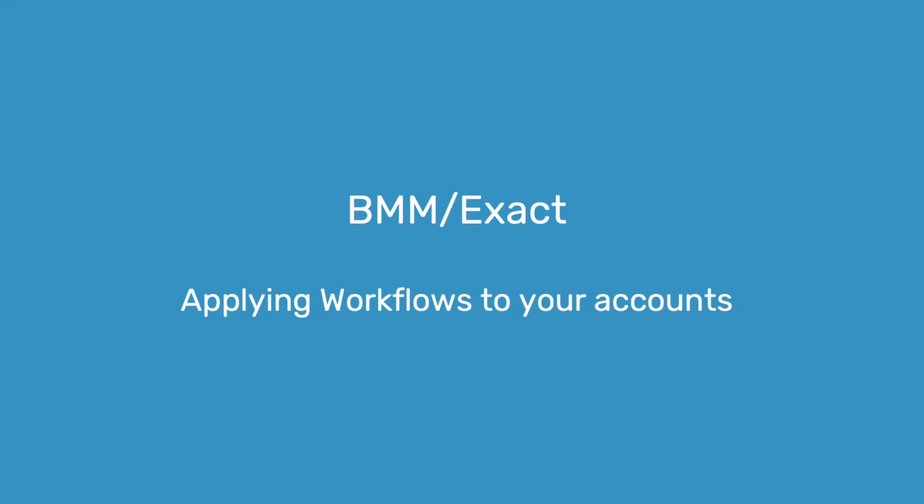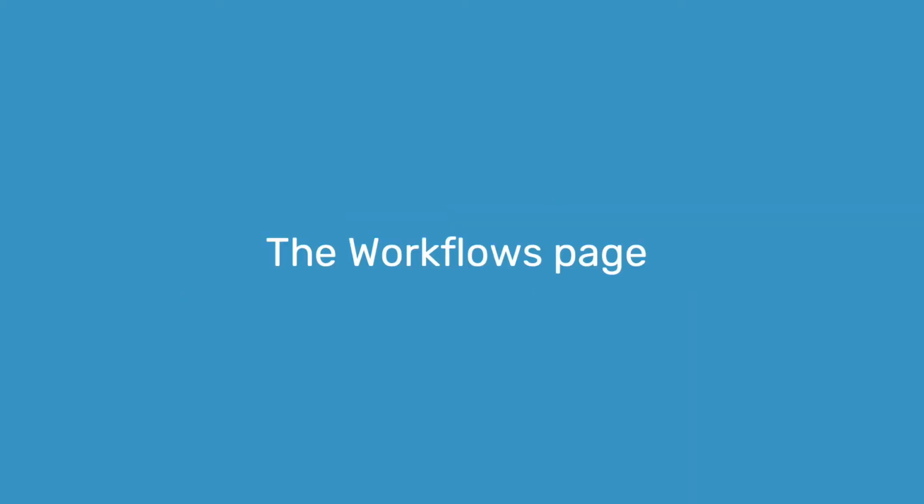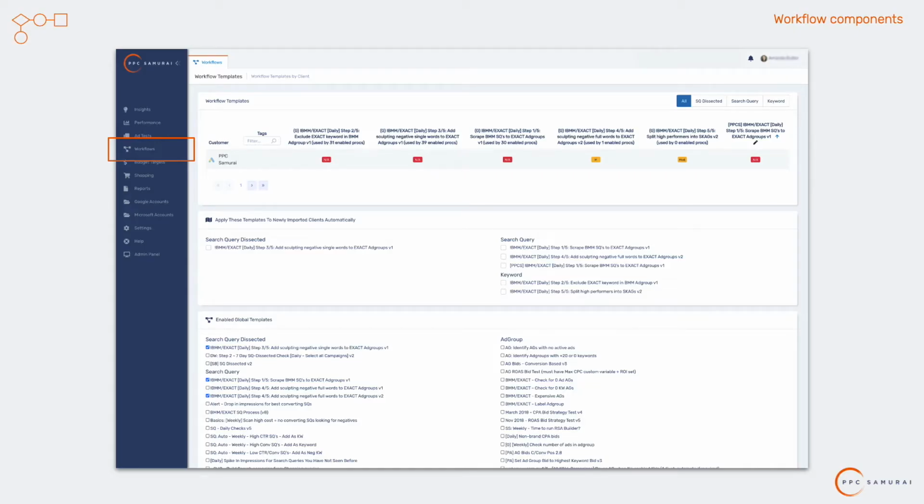Now we've reviewed each of the workflows, we can show you how to save these as local versions and then enable them across your accounts so they can start working for you. Let's start by looking at the Workflows page within PPC Samurai. Here you can view the workflows that you have enabled and which accounts are running these.